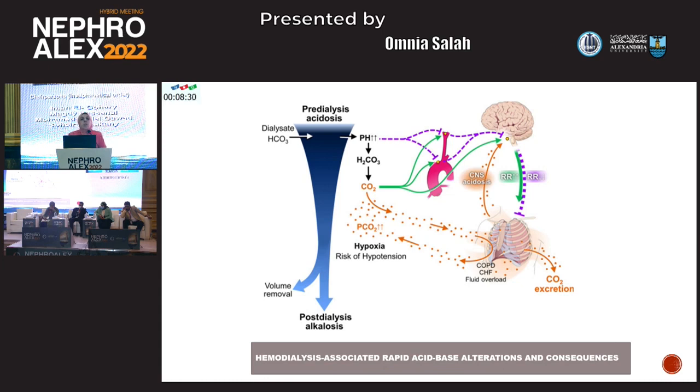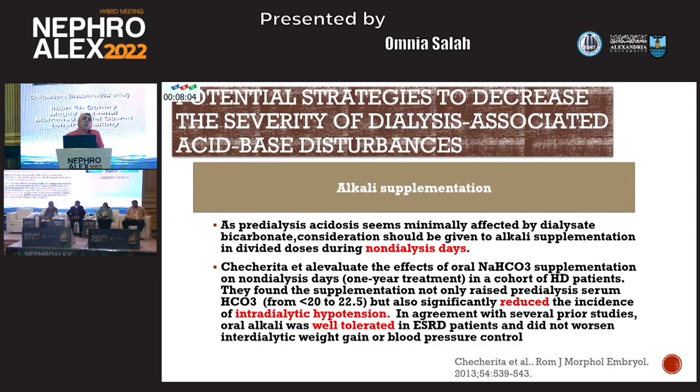Later on, H2CO3 is formed and converted to CO2. CO2 will stimulate the peripheral chemoreceptors to increase the respiratory drive to get rid of this hypercapnia. But in many of our dialysis patients, we have ventilatory compromise. They have COPD, they have heart failure or fluid overload, so they cannot get rid of this excessive CO2. As we see, these large acid-base shifts have multiple adverse outcomes on different body systems, so we have to deal with this.